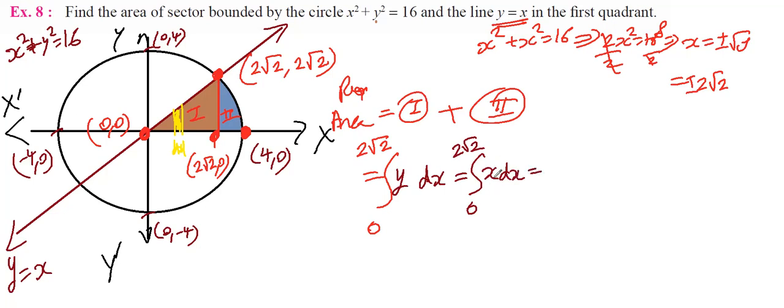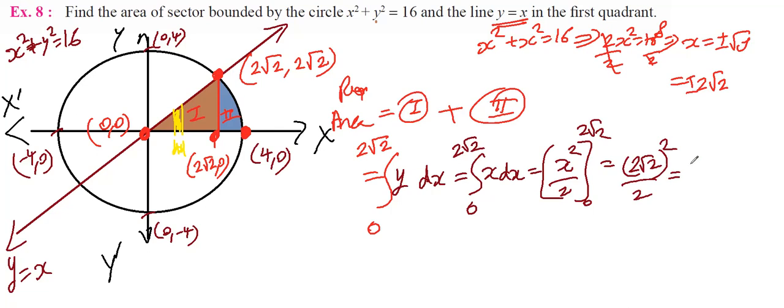What is the integration of x? It is x square by 2, and the limit will be from 0 to 2 root 2. Substitute the value of 2 root 2 in x, so you will get 2 root 2 the whole square upon 2. So what is the answer? 2 into 4 upon 2, 2 cancels, you will get 4.